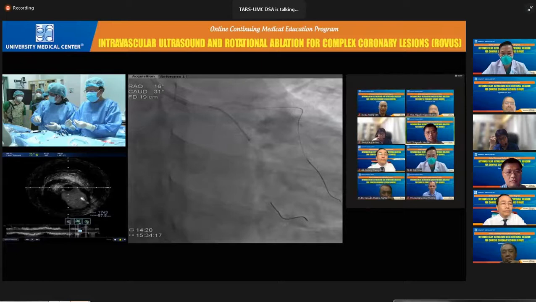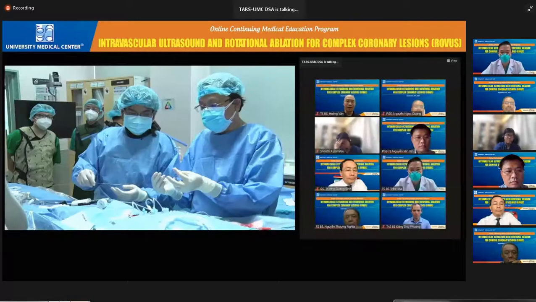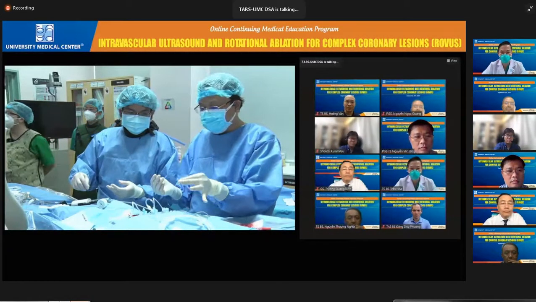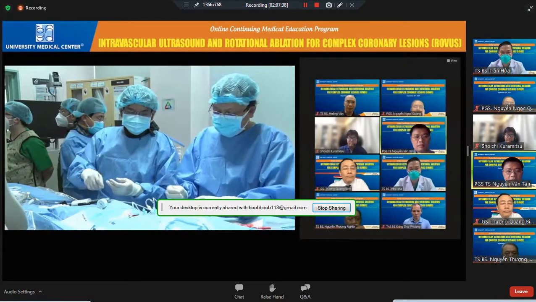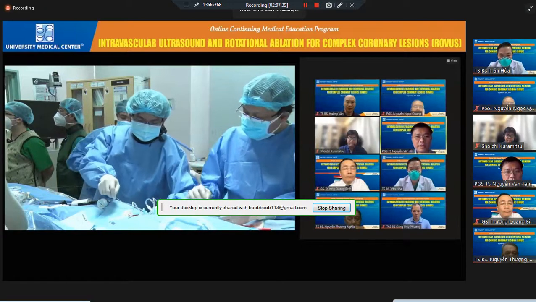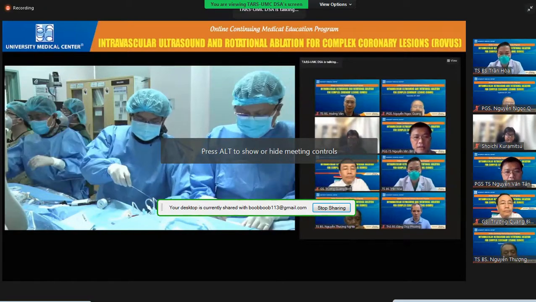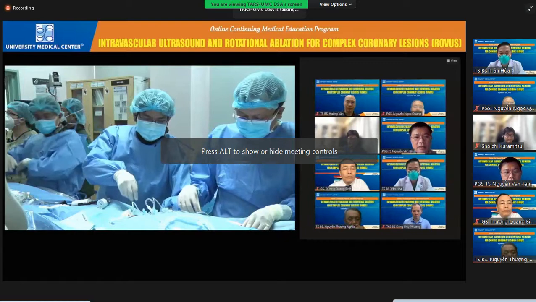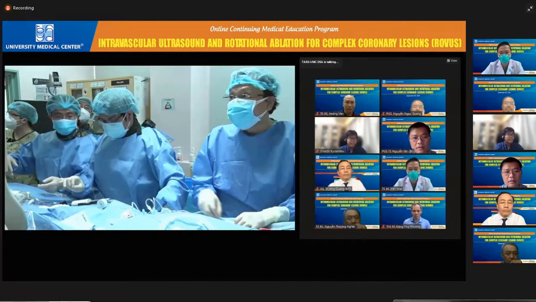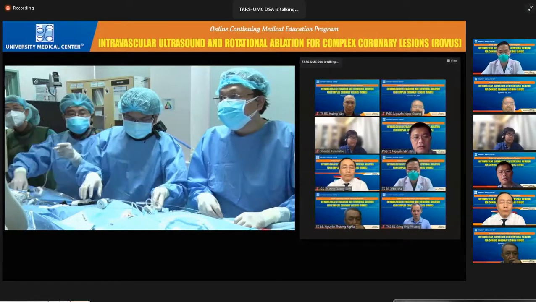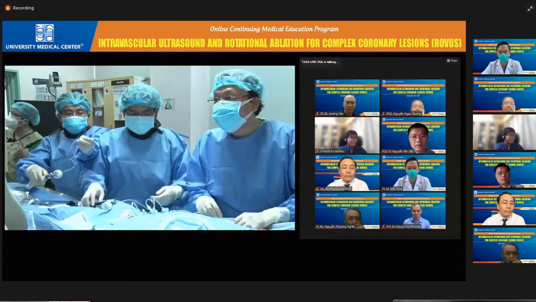So the diameter of the LAD proximal is about 3.2 mm. So okay, how about the balloon? I think maybe 3.0 is enough. Yes, 3.0. So what do you think about the diameter of the balloon for crossing in DK crush? So Professor Quang, you have a lot of experience about the DK crush, right?